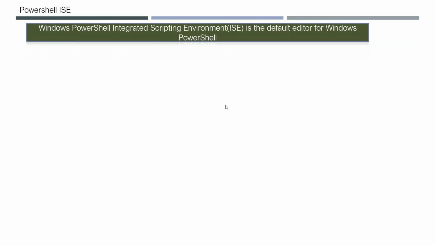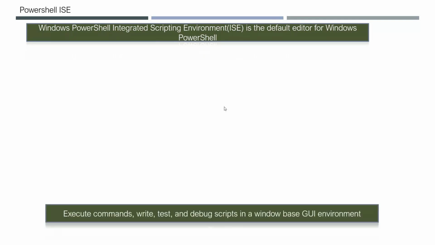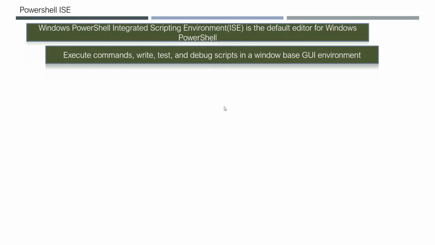Of course you can go ahead and use Visual Studio Code or some external parties as well, but Windows ISE is the default editor for writing Windows PowerShell script. In that IDE, you can create scripts and execute the commands whatever you are doing from the regular PowerShell window, and you can debug and everything.